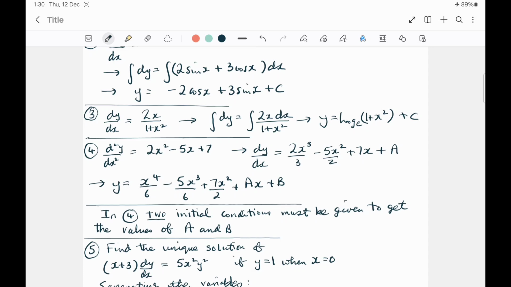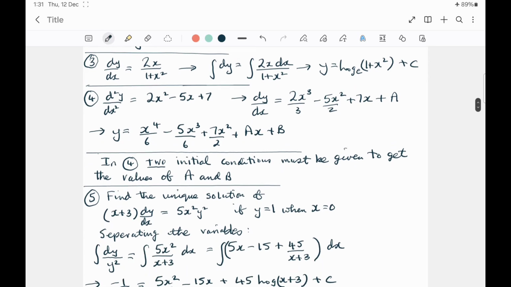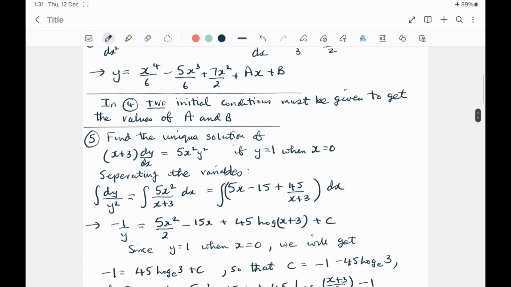So we notice here that we have two arbitrary constants because this is what's called a second-order equation. We've had to integrate twice, and that's why we've got two arbitrary constants. And so in this last question, number 4, we have to be given two initial conditions in order to find the values of A and B. We'll do much more of that later on.